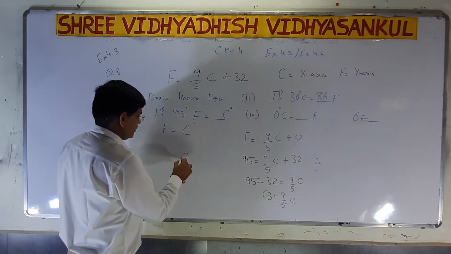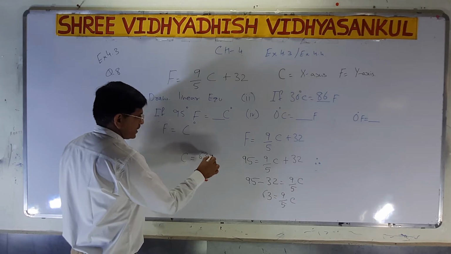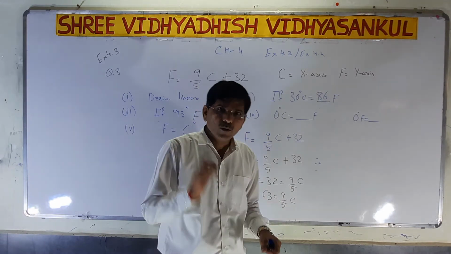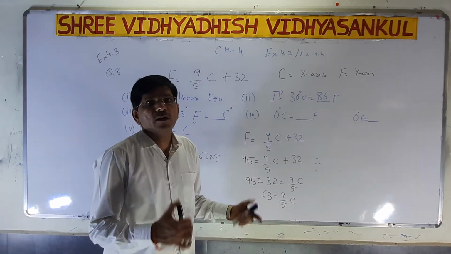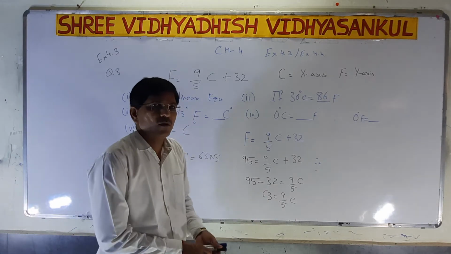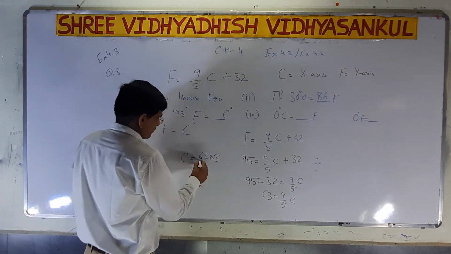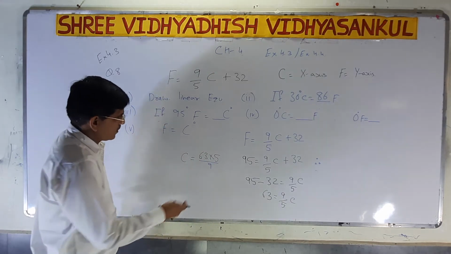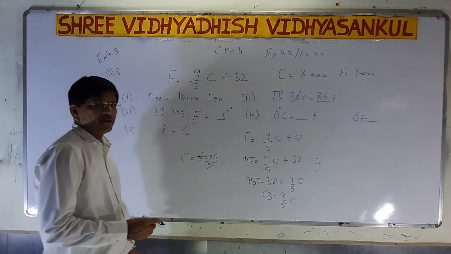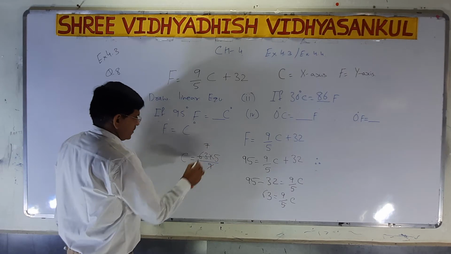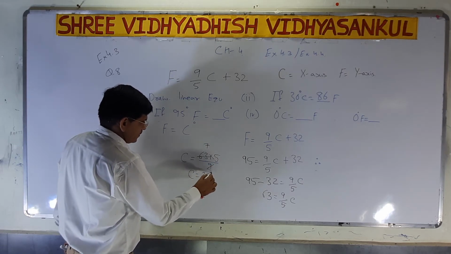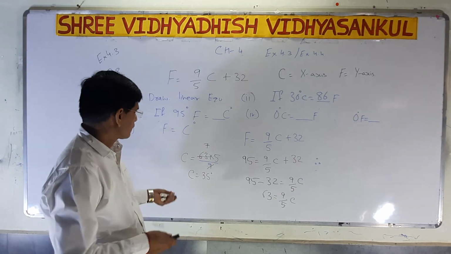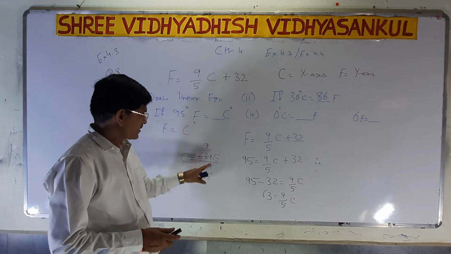Now to find C, what do I have to do? 63 multiplied by 5. It's basic math. When a division is there and I want to remove the denominator, it should be multiplication. So 63 into 5 divided by 9. Now it's easy cancellation. Table of 9: 9 7 are 63, 7 5 are 35. So 35 degrees is our answer.